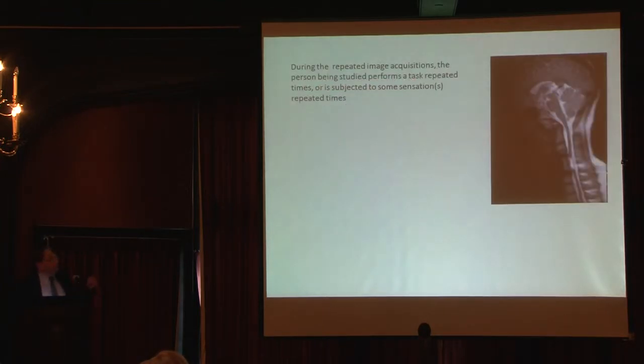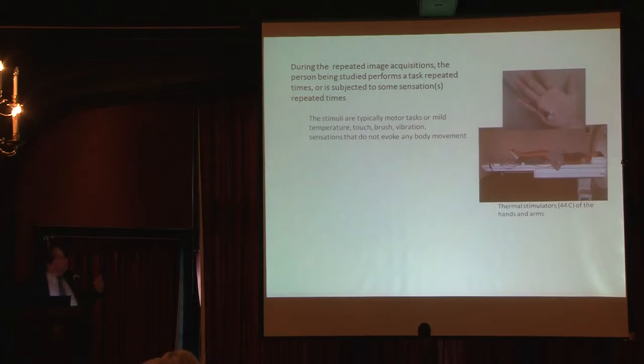Now, during these repeated image acquisitions, you can almost think of it like a short movie, between 5 to 10 minutes. The person we're studying performs a task or has repeated sensations to modulate neural activity in the part we're interested in. And we do this repeatedly in time. Often we'll use motor tasks or mild temperature, touch, brush, vibration sensation, things like that. We need to do this in the confined environment of the MRI system and within the limitations of being inside a strong magnetic field. So we don't want to have any body movement.